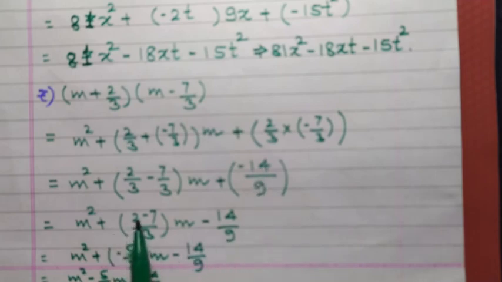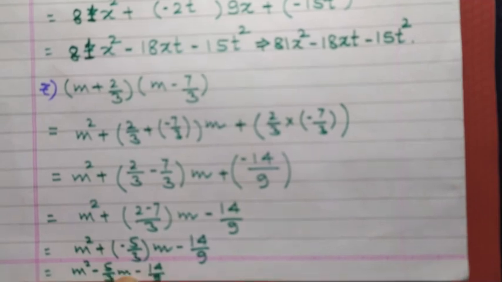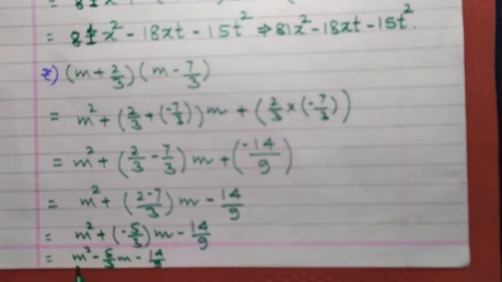Now do the subtraction. 2 minus 7 will be minus 5/3, since 2 will be subtracted from 7. So m square plus (minus 5/3)m minus 14/9. Open the bracket, plus into minus will be minus. So finally your answer will be m square minus 5/3 m minus 14/9.